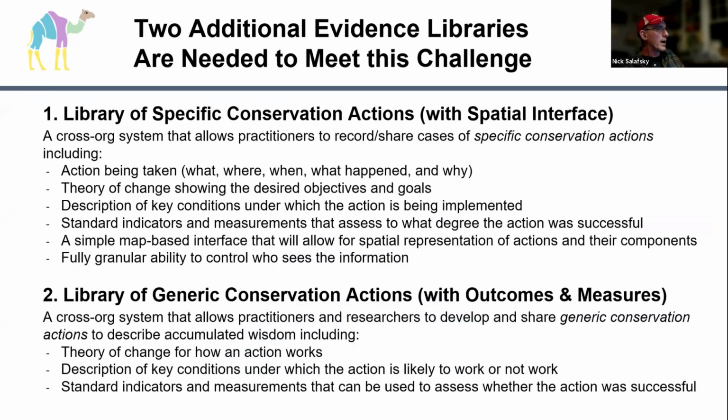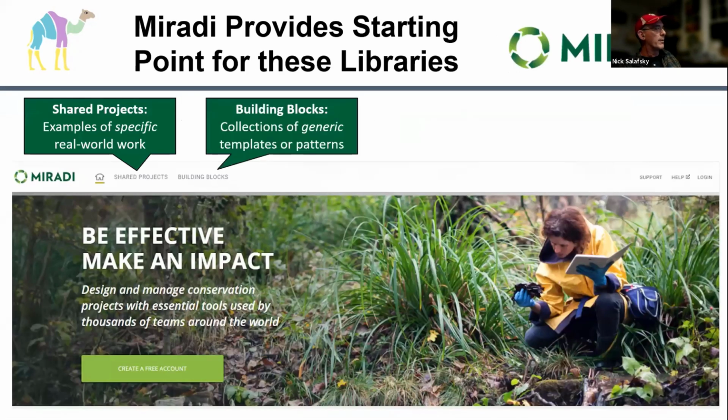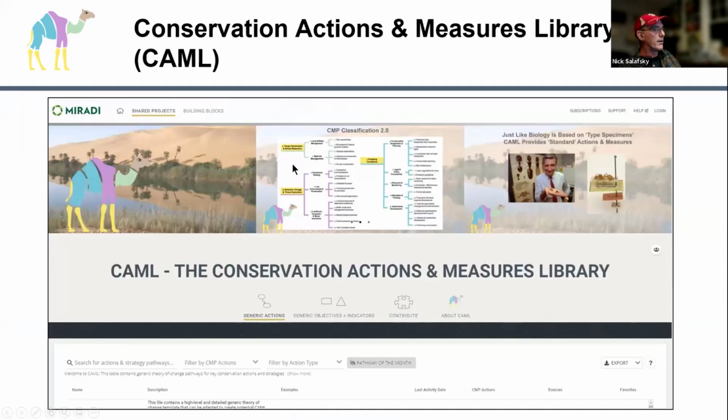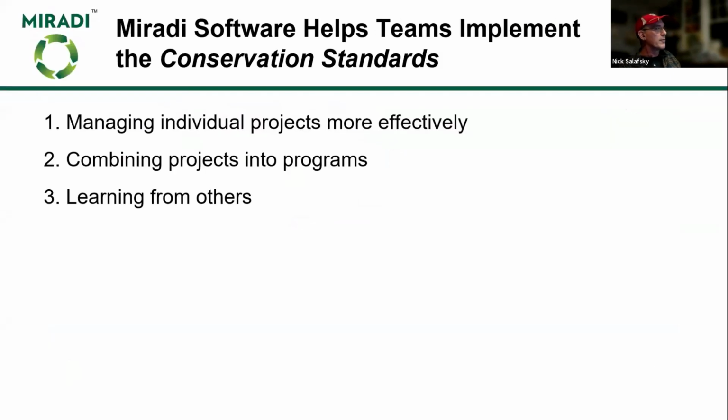So we think there's a real role for Miradi to step in and help create two additional evidence libraries. A library of specific conservation actions, ideally coupled to a spatial interface, so people can record what they did where and what's taken place. And then we already have in place now, we just launched it last year, a library of generic conservation actions with outcomes and measures, and that's the CAMEL library that we've talked about before. So in Miradi, in addition to your home and your projects, you can hopefully eventually, if people commit to making things public, see examples of specific real world work, and you can also see these building blocks or collections of generic templates or patterns, such as in the CAMEL library. So that's where we see Miradi as being really important in learning from others.